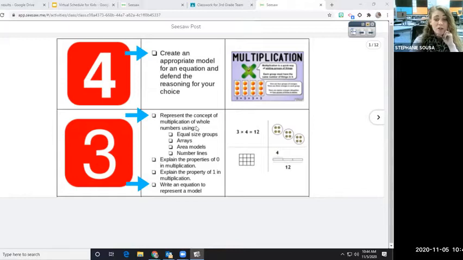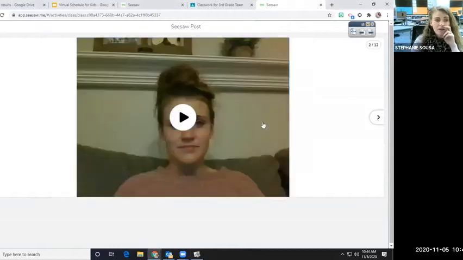So there's a very large hint to you that you're probably going to be multiplying today. You are also going to be writing an equation to represent a model. Today, you're going to challenge yourself to tell me why the model you created is the best. So you're going to choose between equal size groups, arrays, area models, and number lines to decide if your model is the most appropriate. Okay, all right.